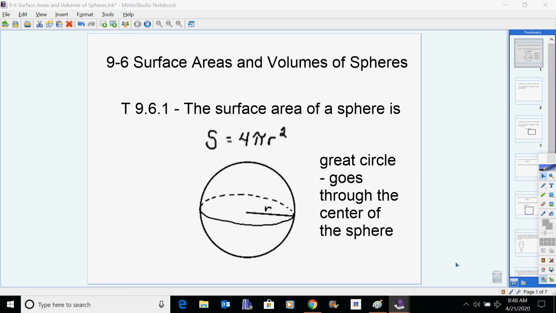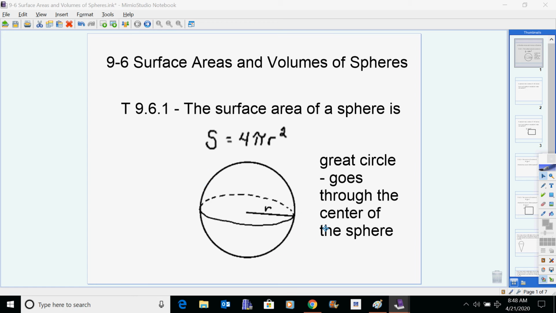So what we're going to do is go through some of the formulas. It is a great idea to make a list of the formulas so that you've got them right there in front of you. That's always a good strategy for chapters, so that you're not constantly paging back and forth for formulas. We're going to start off with surface areas for spheres, and then we're going to talk about volumes for spheres.